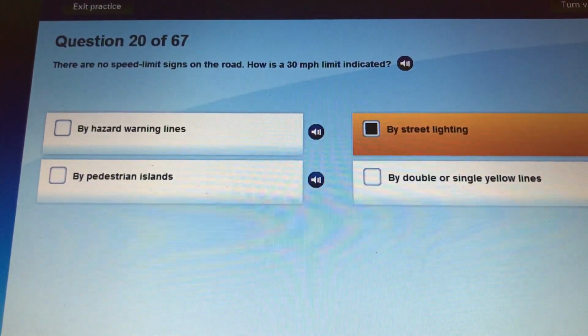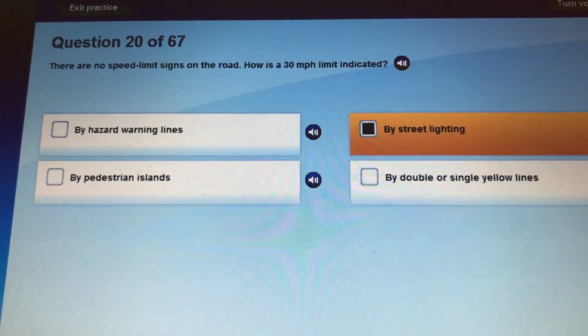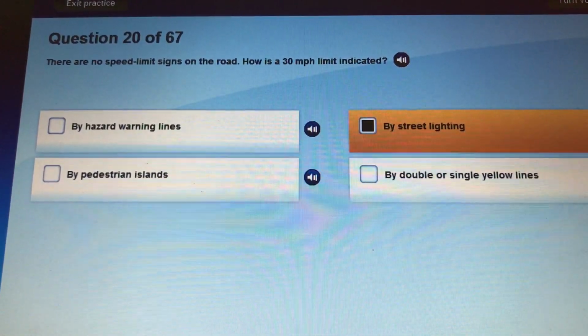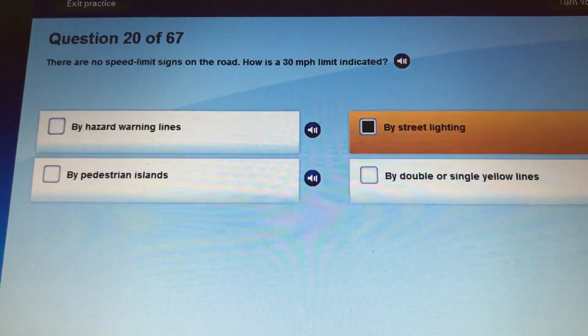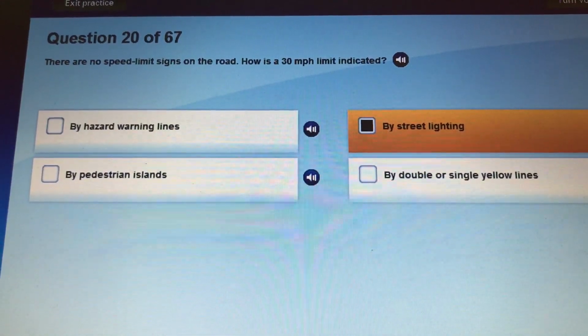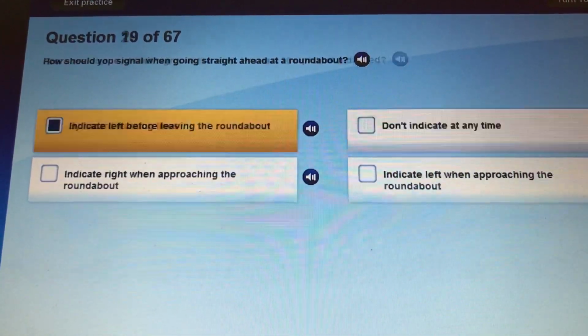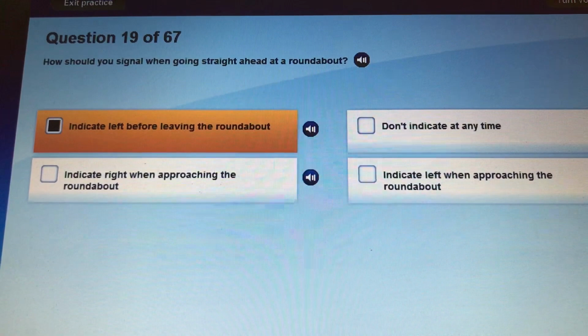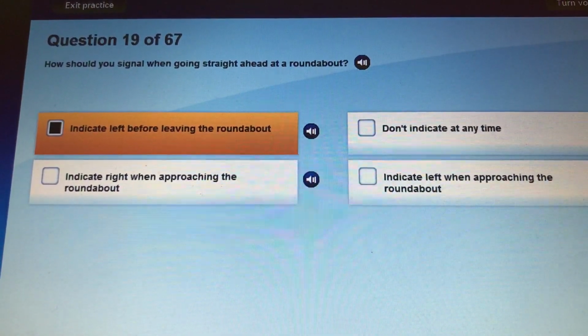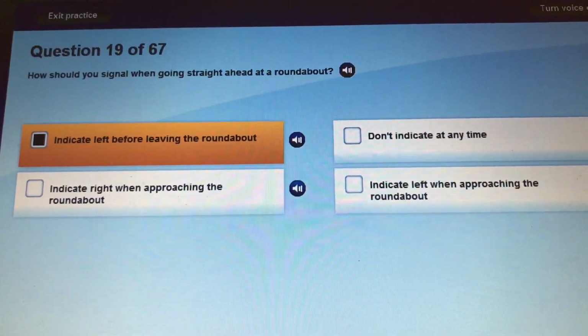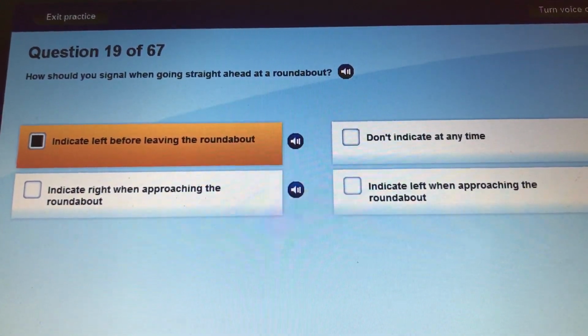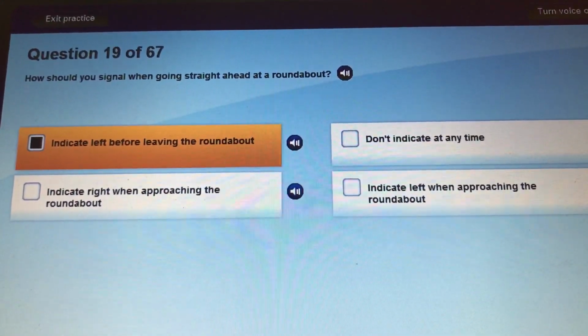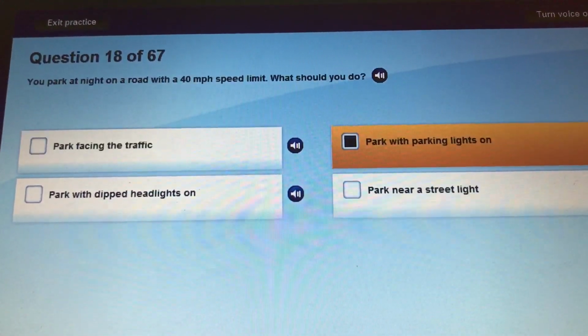There are no speed limit signs on the road. How is a 30 miles per hour speed limit indicated? By street lighting. How should you signal when you are going straight ahead at a roundabout? Indicate left before leaving the roundabout.